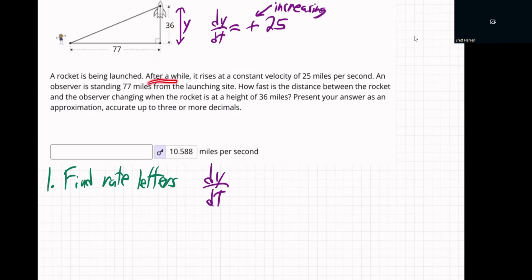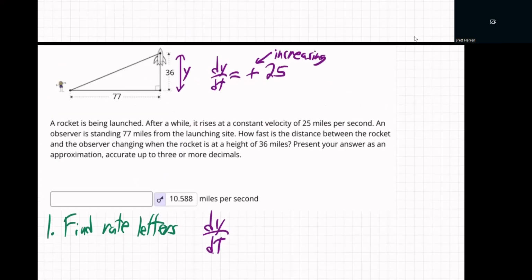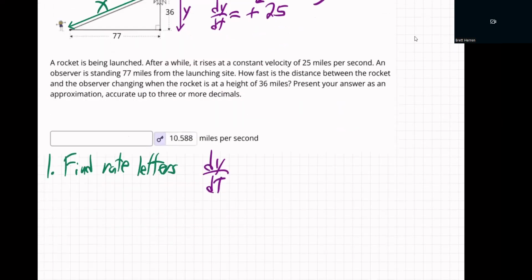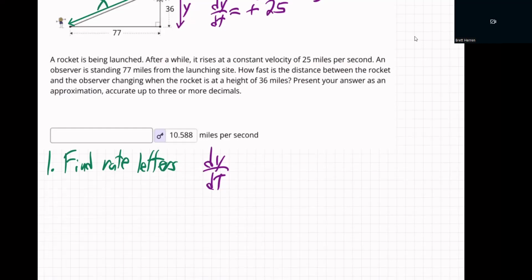What else do they speak of? Because there's 25. Okay. An observer is standing 77 miles. No, that's just a distance. That's not a rate. How fast is the distance between the rocket and the observer changing? Where's that? Well, that's right here. I usually call that z for distance. You don't have to. Here, let me put a little arrow there. So from the observer to the rocket, I'm going to call that z. You could call it x. So let's just call it x. It's the distance from the observer to the rocket. And they're asking me, how fast is that thing changing?